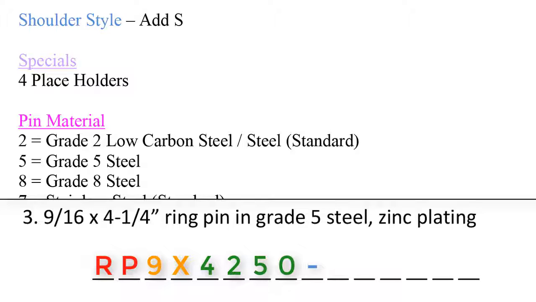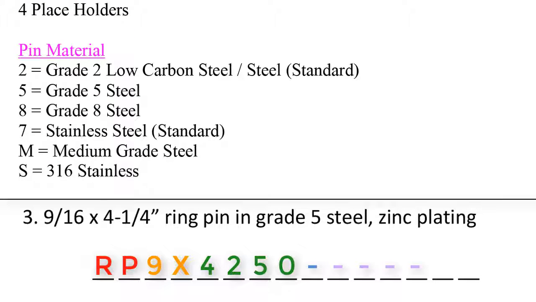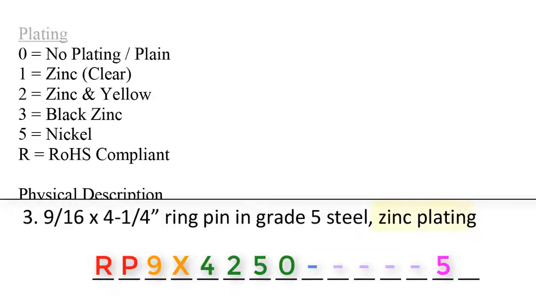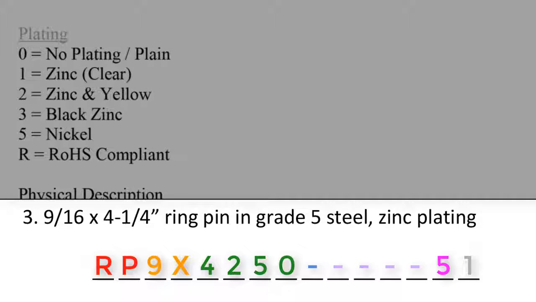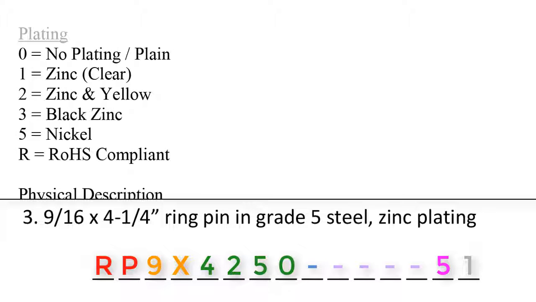blue section. Moving on to specials in purple, there is nothing special noted in this description, so we would enter a dash dash dash dash. Then we move on to the pin material. This pin material is grade 5 steel. Grade 5 steel translates to a 5 in the part code. The plating is zinc plating. Zinc plating is also known as clear zinc, and that translates to a 1. Number 3 will be RP9X 4250 dash dash dash dash dash 51. Go ahead and finish the rest of the quiz.